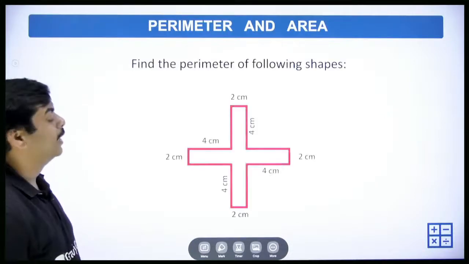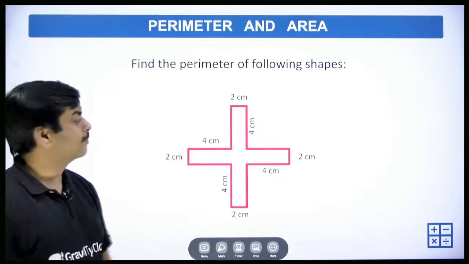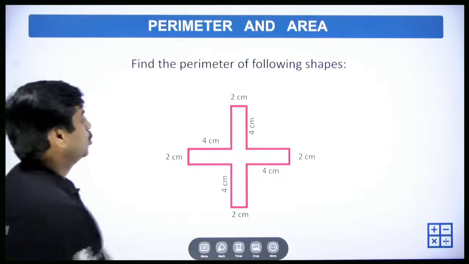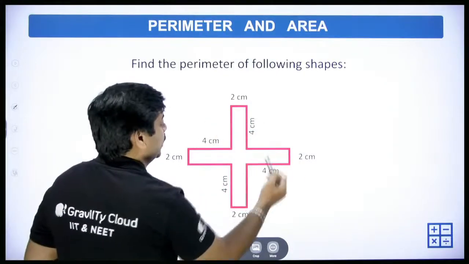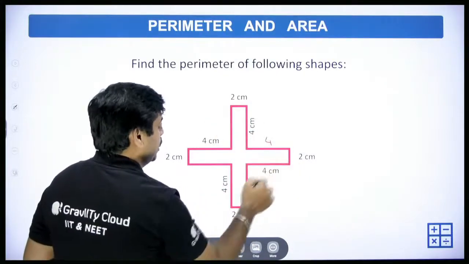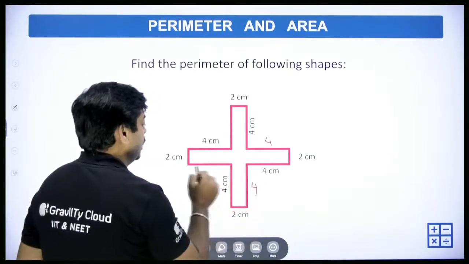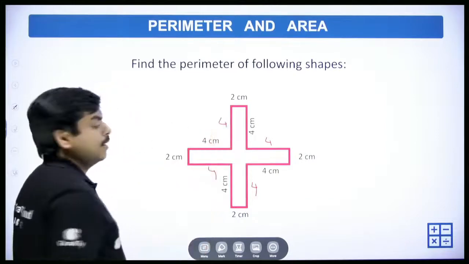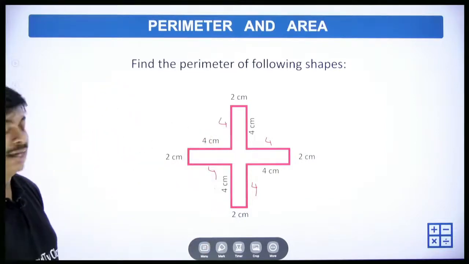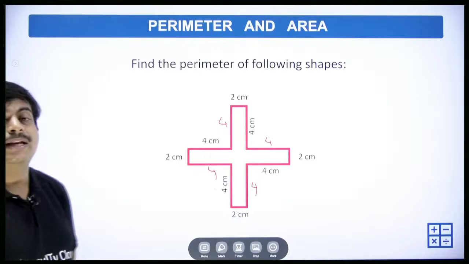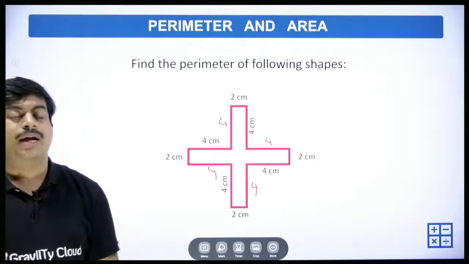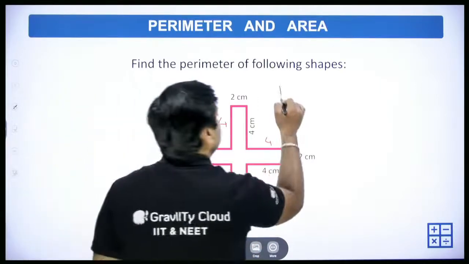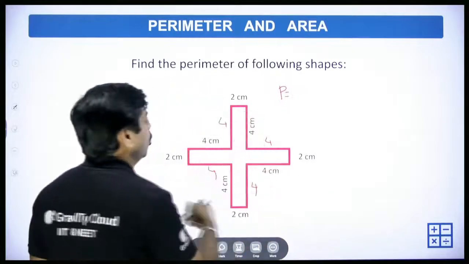Find the perimeter of the following shapes. You can see a beautiful shape here. So 2 centimeters, 4. This is not given, but this is given 4. 2. This is not given, 4 again. 2, 4. And this again 4. This is 2. 4 and 4. Right, so this is how all these values are there. So we need to find the perimeter. Perimeter means sum of all the sides. I'm telling you again, perimeter means sum of all the sides. So just add all these sides.